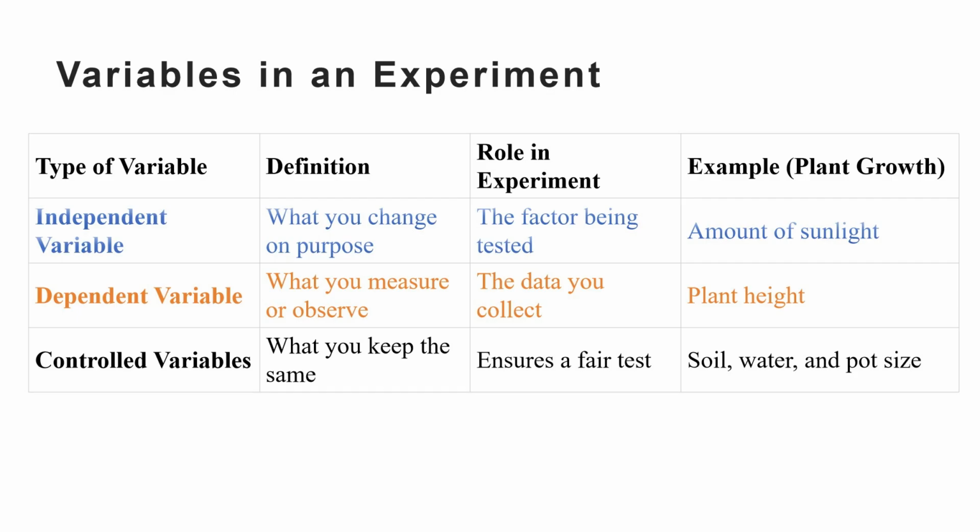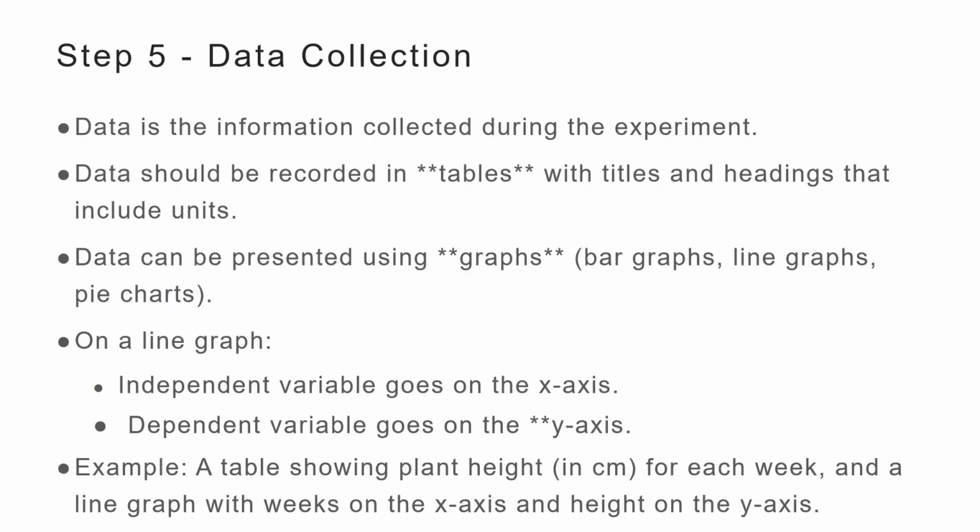Controlled variables are things you keep the same for a fair test, like the type of plant, the type of soil, the amount of water, and the pot size. Can anyone give me another example of independent and dependent variables? Yeah, nice try, great. So let's move on to the next step, which is data collection.